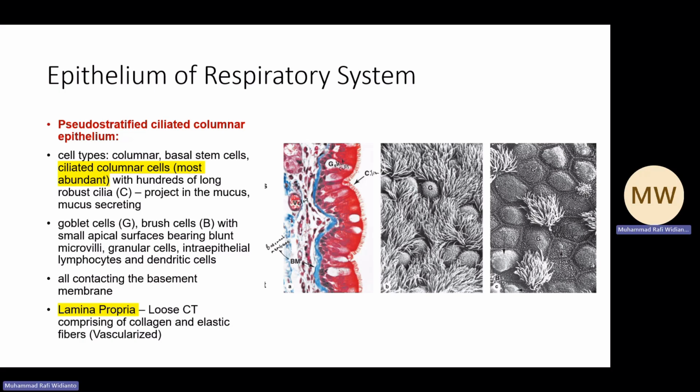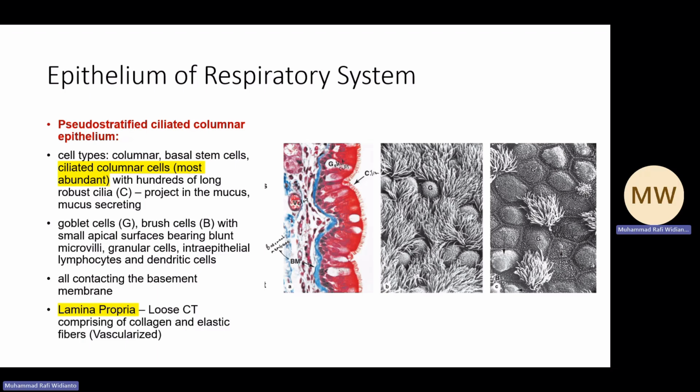And we also have goblet cells and brush cells, as you can see in the schema on the right. Brush cells basically have small apical surfaces bearing short or blunt microvilli. We also have granular cells in it, and intraepithelial lymphocytes, and also dendritic cells. And it's also important to note again and again, they're all connected to the basement membrane.